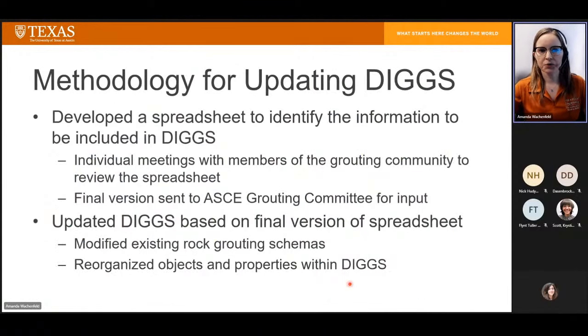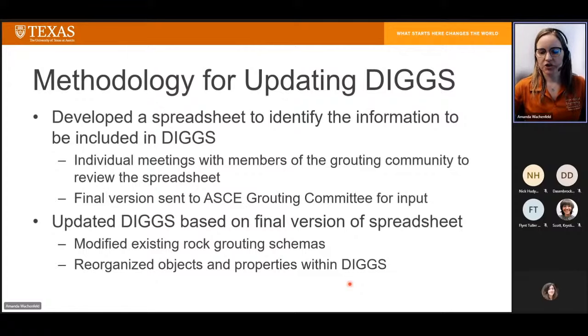So in order to fully encompass all the information you collect during permeation and compaction grouting, we developed a spreadsheet to identify the type of data that is collected for both of those construction methods. And once we developed a preliminary spreadsheet, I met with individual members of the grouting community to review the spreadsheet and add any feedback they might have based on their unique project experience.